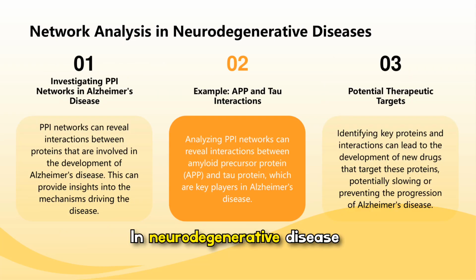In neurodegenerative disease research, network analysis of protein interactions has been used to investigate Alzheimer's disease, revealing interactions between APP and tau proteins and other partners. Mapping these networks helps identify potential therapeutic nodes that could slow or alter disease progression.